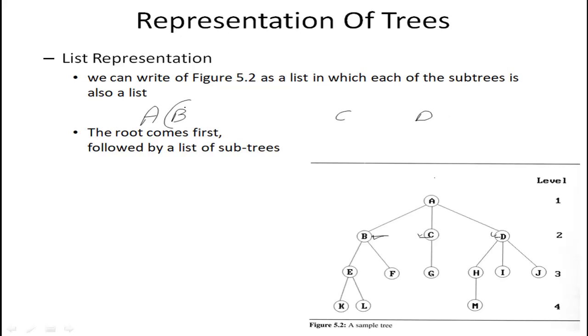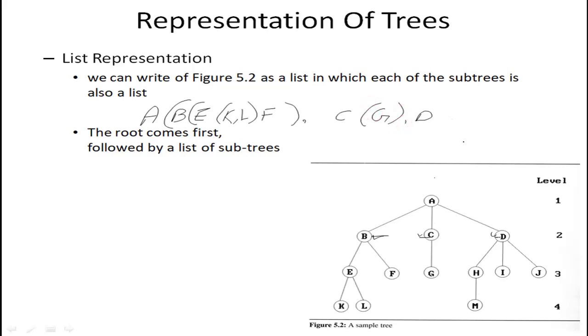Next, we'll see node B. Node B has two children, E and F. E further has two children, which are K and L. F has no child node, so I will just close it. C has one child which is G, so I write it over here.